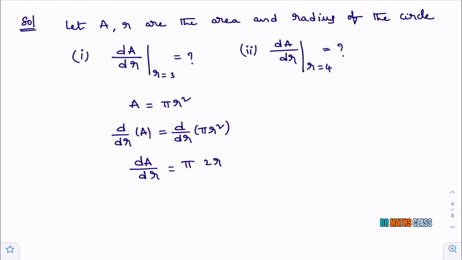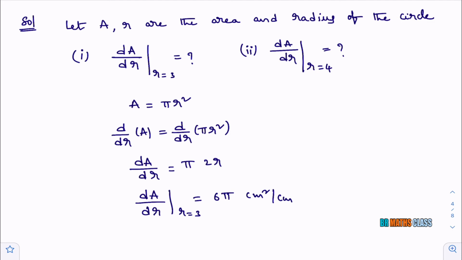Now in the first bit, what are they asking? They are asking to calculate dA by dr when r equal to 3. So in place of r you write 3, then what you will get? This is 6 pi. dA by dr is the rate of change of area, so the unit is centimeter square by centimeter, right? So dA by dr is 6 pi centimeter square per centimeter.